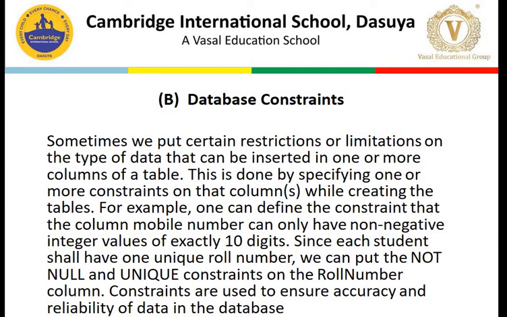And all the roll numbers should be unique. Unique means that each student should have a different roll number. No two students in a class should have the same roll number. And constraints are used to ensure accuracy and reliability. So why do we apply the constraints on the database? Just to ensure accuracy as well as the reliability of the data.